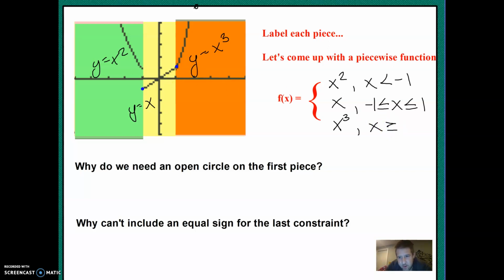And then the last piece, which is x cubed, is when the domain is greater than or equal to, I'm sorry, just greater than, because I've already said or equal to. I could have put the or equal to here instead of here. It doesn't really matter in this case. I'm just going to put it one or the other, though. So it's when it's greater than 1.